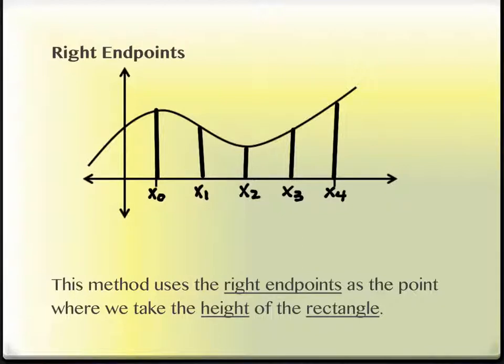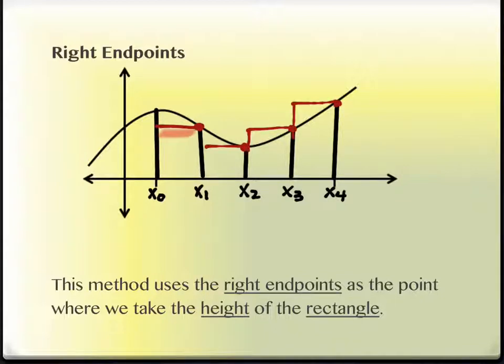So if I imagine that first rectangle, this piece right here, instead of x0 being my height, what's going to be my height? The value at x1 instead. So this point right here measures my height for the first rectangle, which means it looks like that. For my second rectangle, what am I going to use? x2. My third rectangle, x3. And my fourth rectangle is x4.